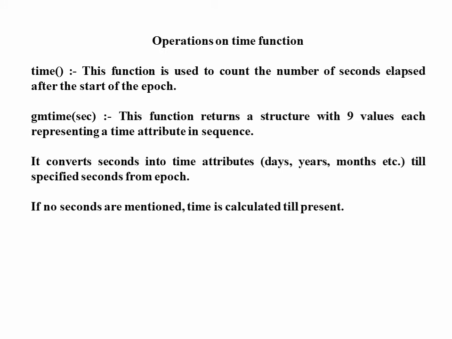This is the example of the time function. The first one is time, then parentheses. This function is used to count the number of seconds elapsed after the start of the epoch. Then gmtime, with sec within parentheses, returns a structure with 9 values, each representing a time attribute in sequence. It converts seconds into time attributes like days, years, months, etc. till the specified seconds from the epoch. If no seconds are mentioned, time is calculated till present.